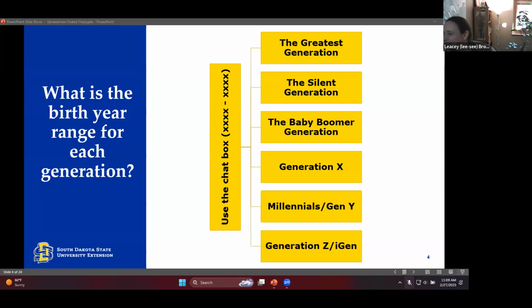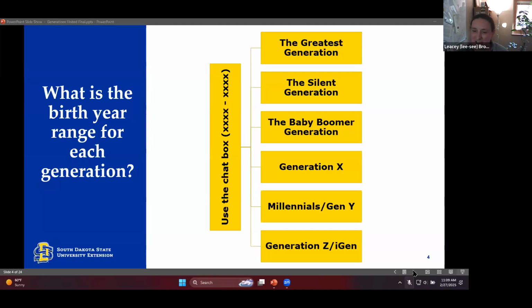1981 to 96, 81 to 96, 80 to 95, 75 to 85. All right, Gen Z, 97 to 12, 96 to 2010, 95 to 2010. Okay. Thank you for kind of going through this activity for me.